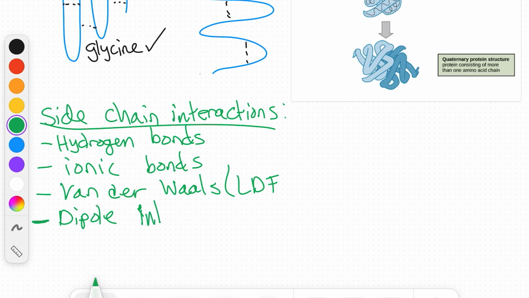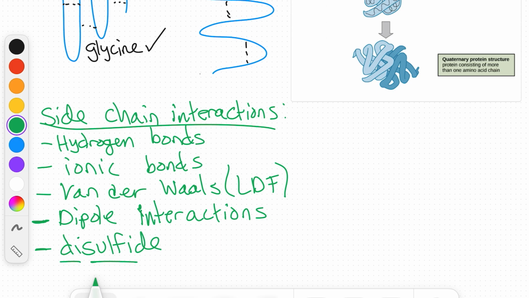Dipole interactions is an umbrella term for a lot of things. We'll get into those in the future. And then the last possible one are disulfide bonds, which speak for themselves. It's just two sulfurs creating a disulfide bond. These we don't see as often in tertiary structure. They're still possible. They're covalent. They're actually very important for quaternary structure, which we'll get into.